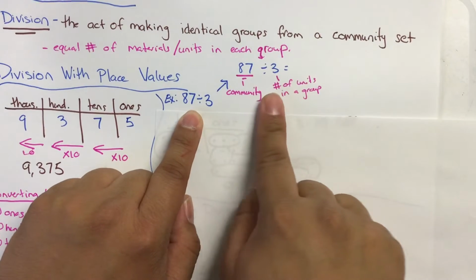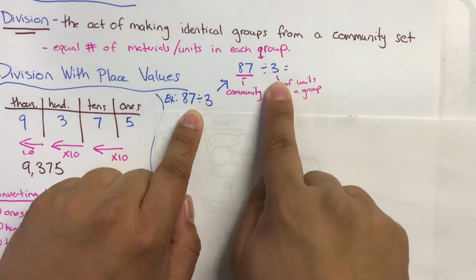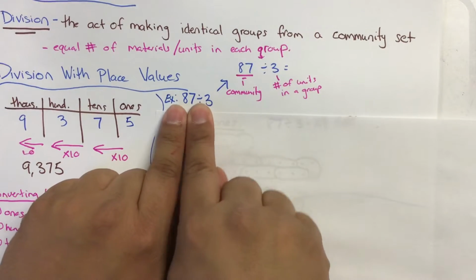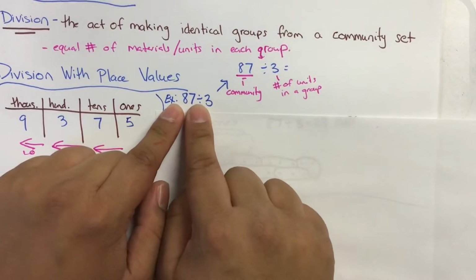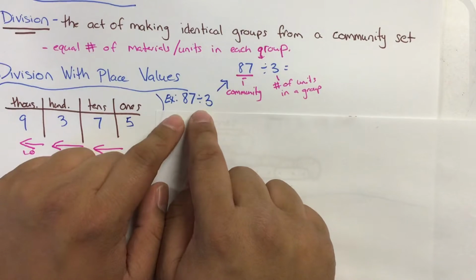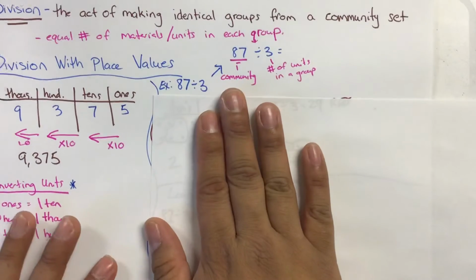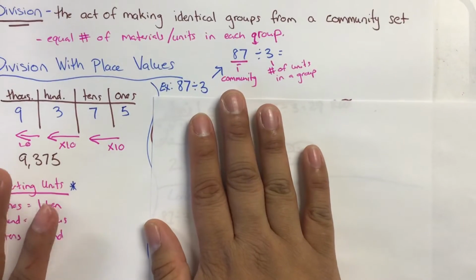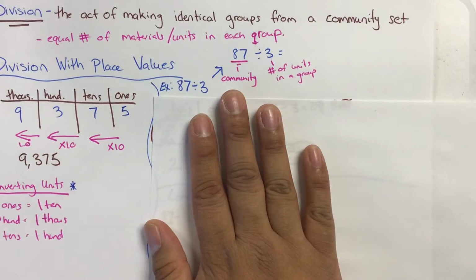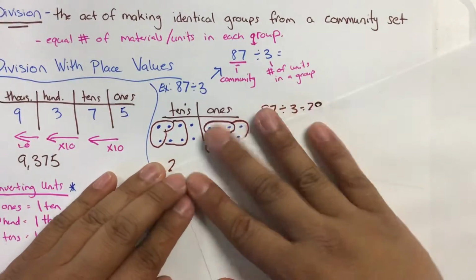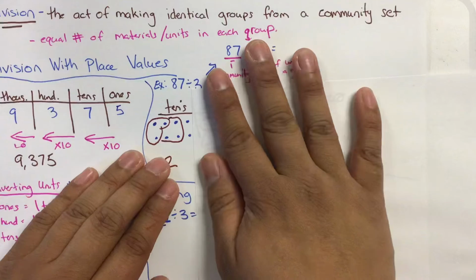Or what we could say is we need to know that 3 is the number of units in each group, because we're going to take a look at 87 as units, and we're going to divide those units evenly amongst the 3 groups, okay? Or we're going to be making that many groups pretty soon. So we're going to take a look here at our tens and ones, okay?